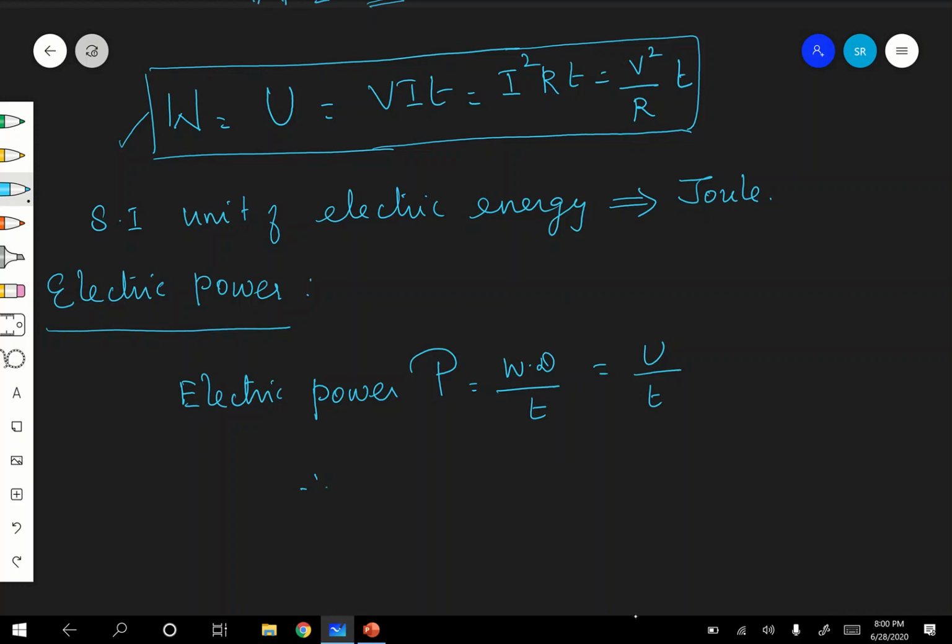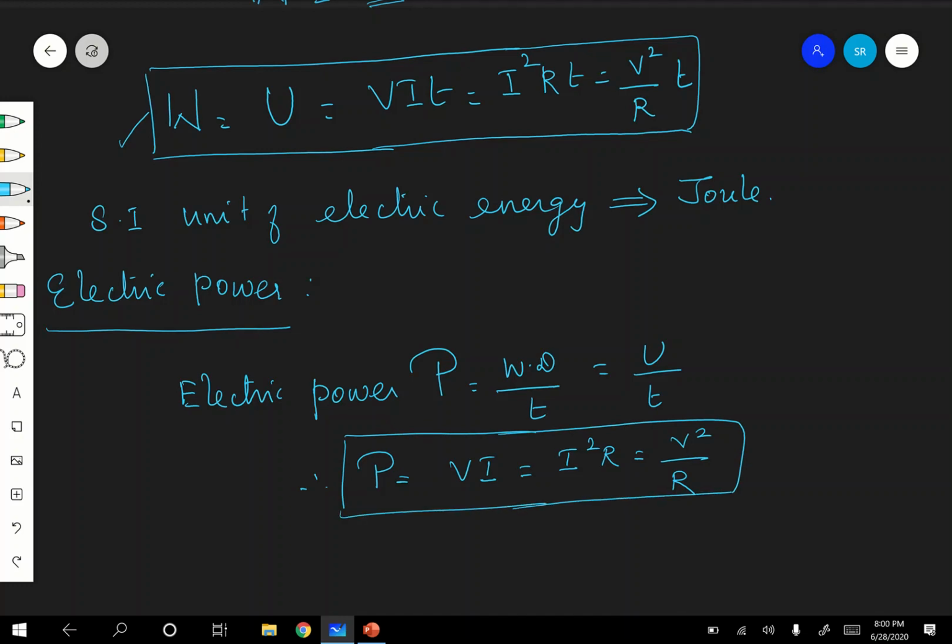Therefore, now what is P? That is equal to VIT by T. That is, W is equal to VIT. Therefore, VIT by T means it is VI. That is nothing but I squared R, and that is nothing but V squared by R. So this is the expression for the electric power of this circuit.